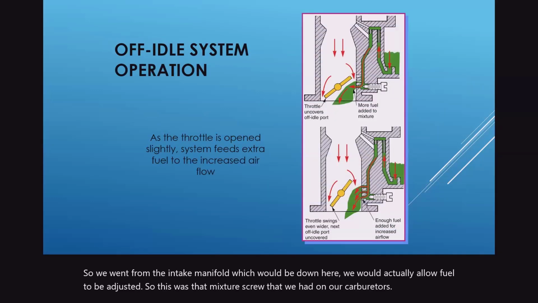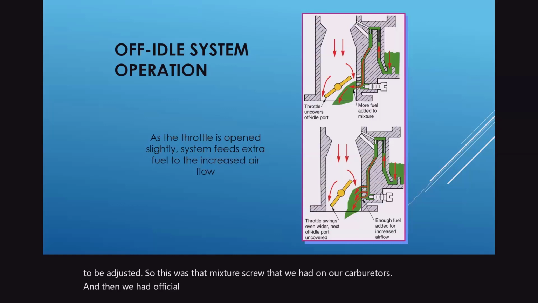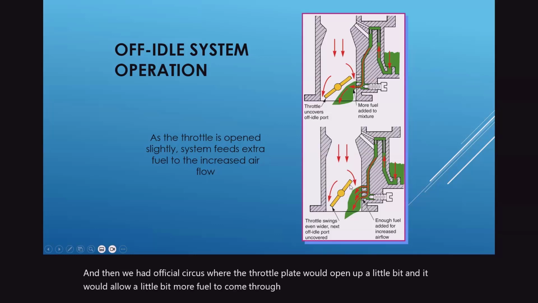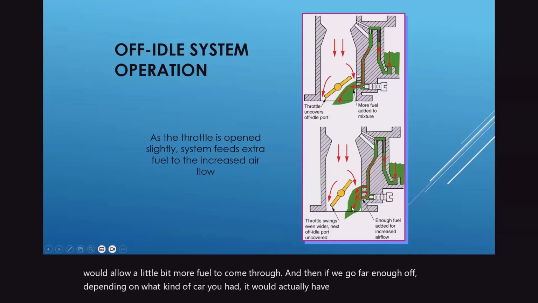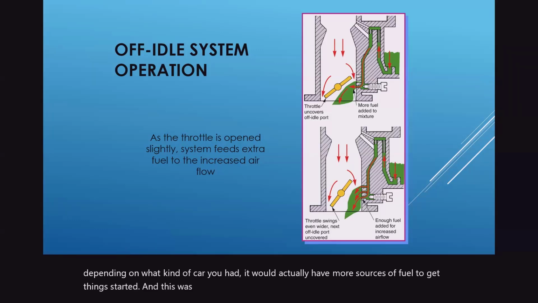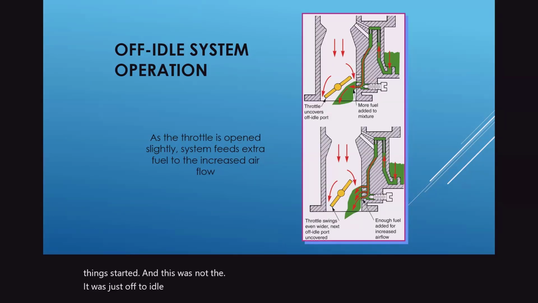And then we had off idle circuits where the throttle plate would open up a little bit, and it would allow a little bit more fuel to come through. And then if we go far enough off, depending on what kind of carburetor we had, it would have more sources of fuel to get things started. This was just off the idle circuit, so it was not the full way the carburetor pulled fuel in.